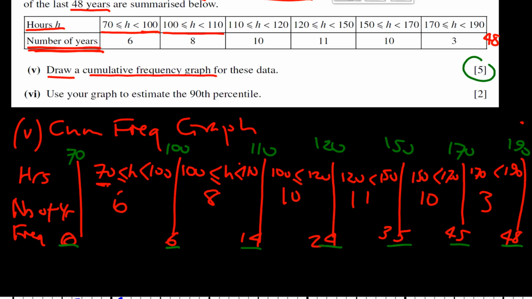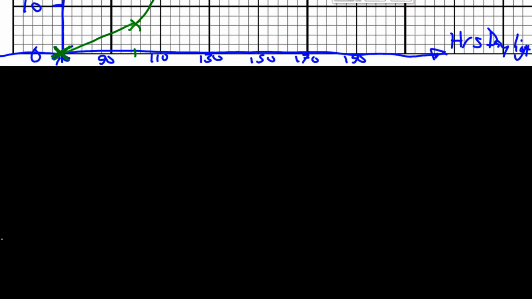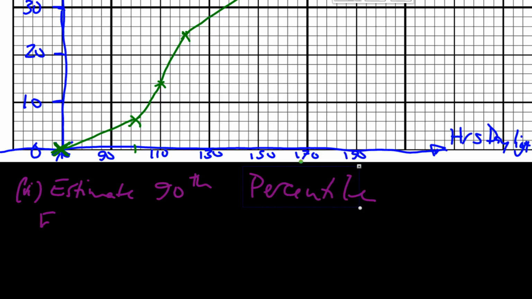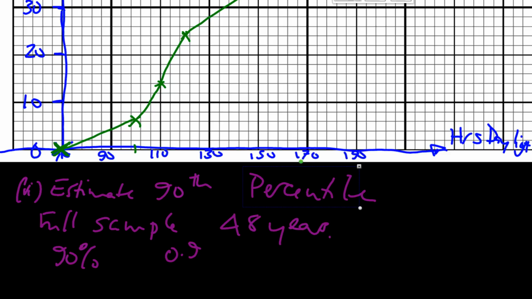Our next step is part 6 of this question. Use your graph to estimate the 90th percentile. Okay, well, we know that the full sample is 48 years. Therefore, 90% of that is 0.9 times 48, which gives us 43.2 years. Okay, we happy with that?